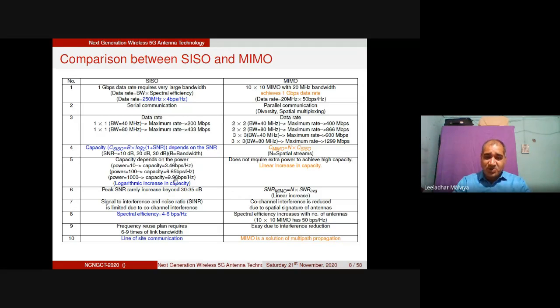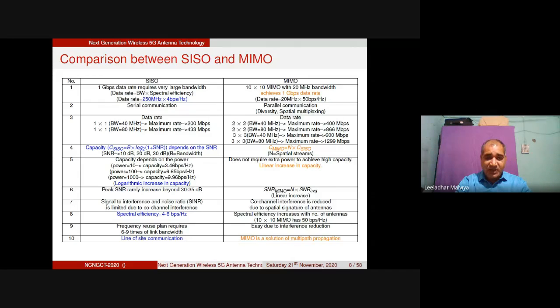So if we go through the other aspects of the SISO and the MIMO, we find that the spectral efficiency is limited in case of the SISO, that is 4 to 6 bits per second per hertz, right? Whereas in MIMO, this value will increase with increasing the number of transmitting and receiving antennas. Even the reuse plan will require 6 to 9 times of the link bandwidth in case of the SISO, and in MIMO, very easily this frequency reuse plan can be done, and the interference reduction can be done easily. So SISO will depend on the line of sight communication, and the MIMO will show the solution of the multipath propagation.